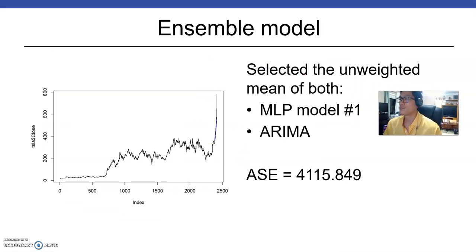Now, we chose to ensemble the neural network model, which had our lowest ASE score, with the ARIMA 2.2 model, because the ARIMA 2.2 model was able to follow the trend. And so you can see the blue forecasting region here is actually very accurate when compared to the original data. The ASE score here is 4,000, but the forecasting behavior looks promising.